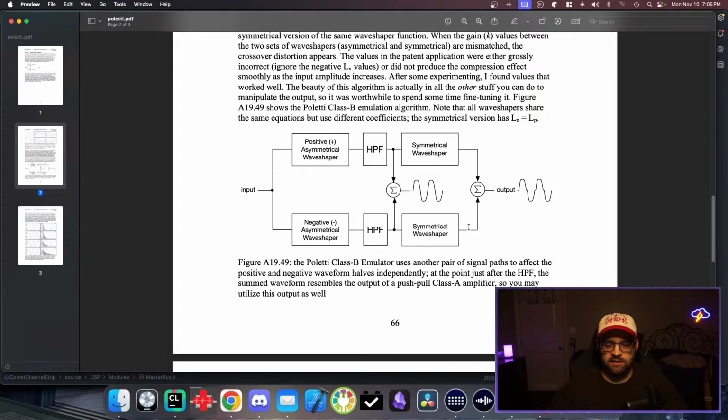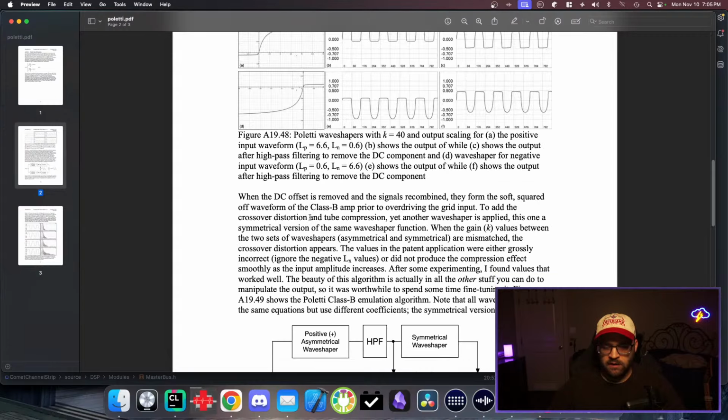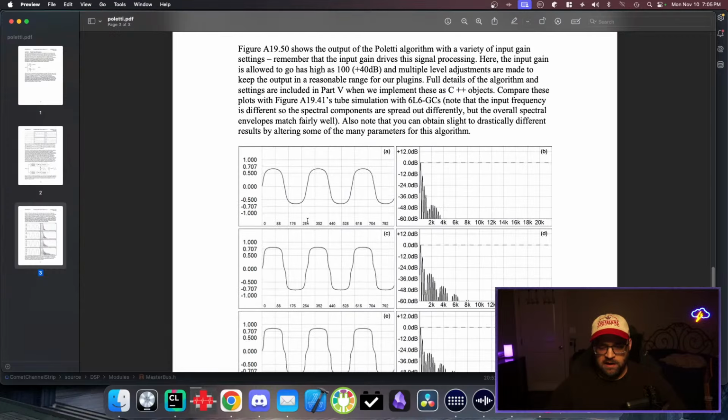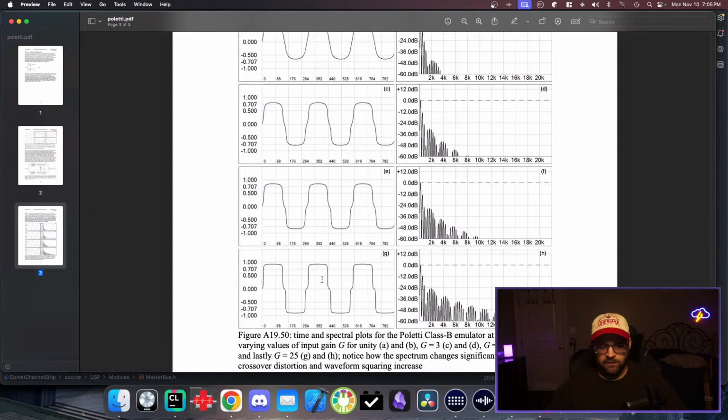So this is an addendum to Will Pirkle's Designing Audio Effect Plugins in C++. He released this addendum that's all about distortion and amps and tubes and all that stuff. He shows us there's a bunch of models that he basically built from patents that are at the end of the addendum. And one in particular that I always thought was cool was this Paletti one. And this is the block diagram for it. It kind of shows you what the output's supposed to look like. It's pretty tube ampy. It's cool.